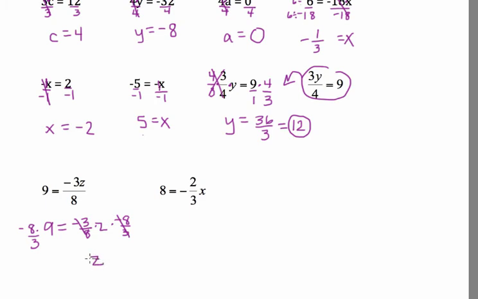It's getting z by itself is what it's doing. And then I multiply the other side, so I will get tops negative 72 over bottoms is 3. 72 divided by 3 is 24, so this is negative 24. 8 equals negative 2/3 x. Again, multiply by the reciprocal.